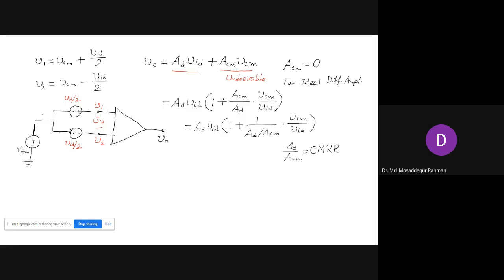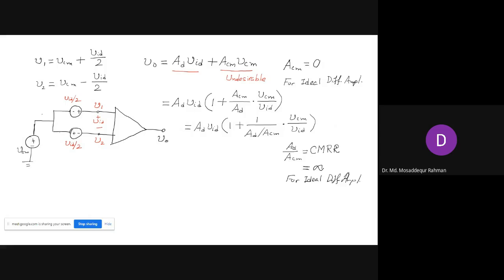As you have seen, for an ideal differential amplifier, the common mode gain should be 0. So this part should be 0. Then if this is 0, this becomes infinite for the ideal differential amplifier. So for an ideal differential amplifier, the common mode rejection ratio should be infinite because the common mode gain is zero.